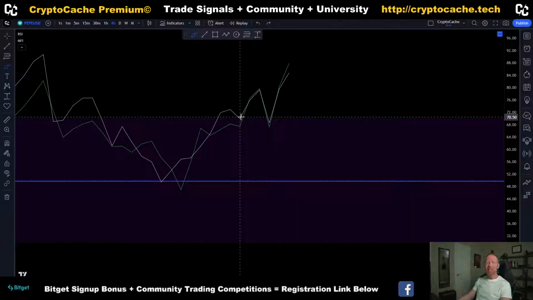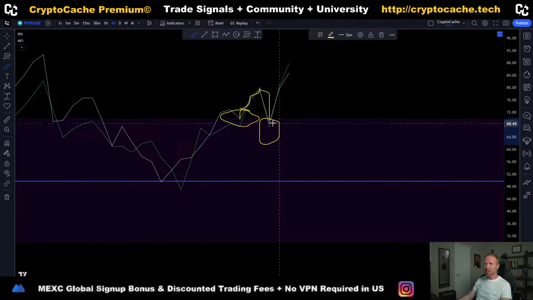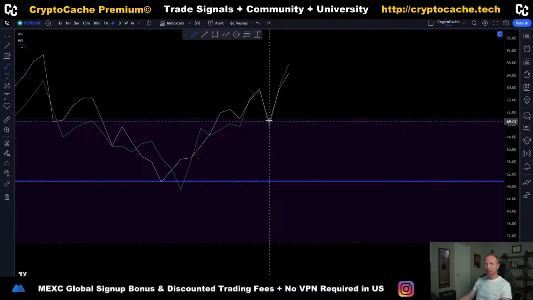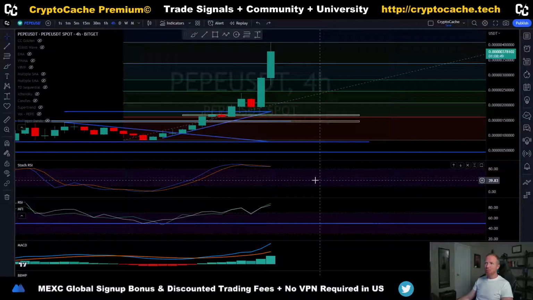So what I'm getting at here is that we bounced, and that's a case in point where you leave your position open until the price soundly closes below. Now, it wicked down below, but came right back up above. So generally speaking, we got that sweet bounce off of 70 on the RSI. Most bullish trends do that.